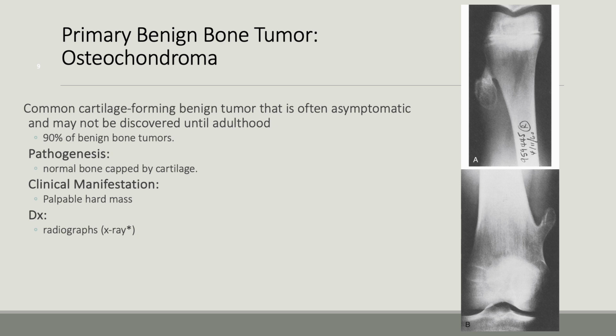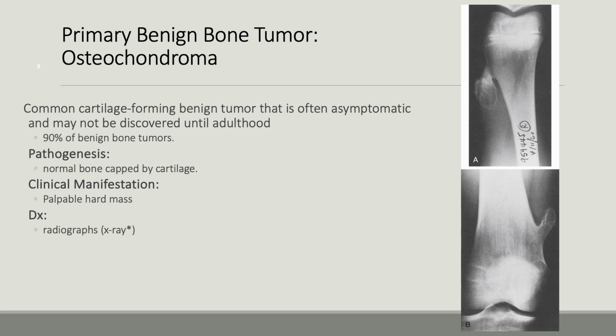Osteochondroma is the most common primary benign neoplasm of bone, accounting for 90% of all benign bone tumors. It is characterized by a continuous osseous outgrowth of bone with a cartilaginous cap. The exact incidence of osteochondroma is unknown.